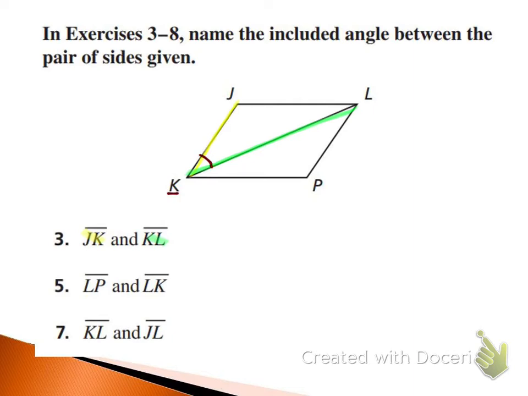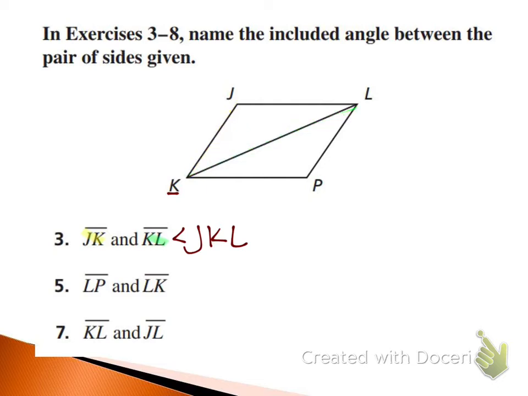K. Can I name it just angle K, though? No. So what would I name this angle in specific? Can't say K because there's two Ks. JKL. Very good. Remember that your vertex needs to go in the middle. So JKL. You could have said LKJ. Both are correct. Good job.